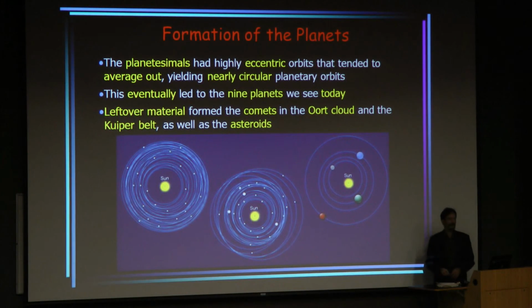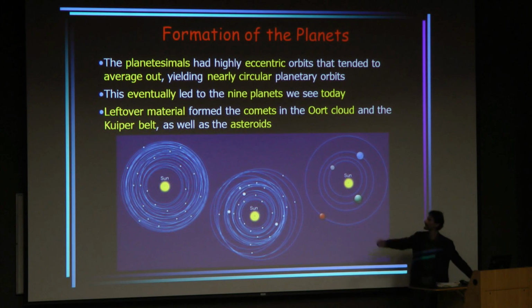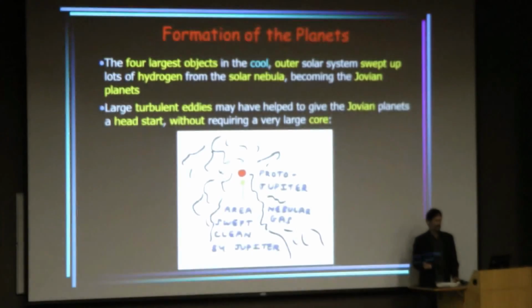They're pretty small, and they would have had pretty chaotic, pretty eccentric orbits. But as they accumulated together, their eccentricities kind of canceled out, leaving us with planets that have pretty circular orbits. The leftover material, as it says there, would have formed the Oort cloud and would have been also left over in the Kuiper Belt. And we also had some asteroid material left as well.